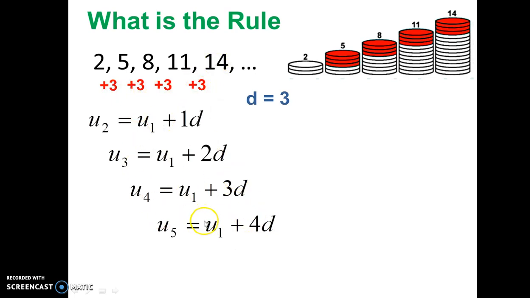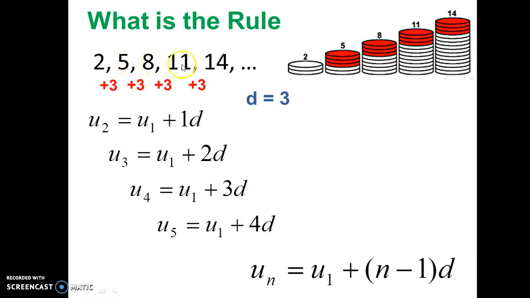You should notice a pattern here. When we need u2, we have 1d added to u1. When we need u3, we have 2d. When we have u4, we add 3d. When we have u5, we add 4d. Notice this number is always 1 less than this number. So to get un, representing some mysterious future term, we don't know which, it could be any term, we take u1 and we add some number of d values, and we always add a number of d values that is 1 less than the term we're at.